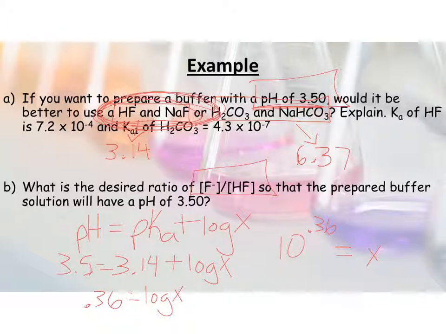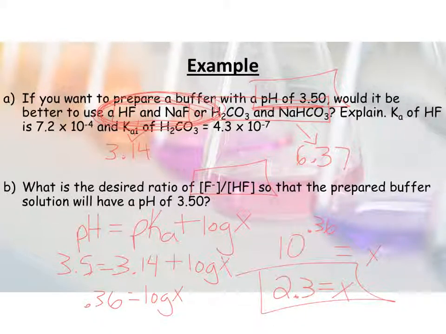All right, so to get rid of the log, you raise both sides 10 to that. So 10 to the 0.36 gives me a 2.3 ratio. So I need the ratio between the two to be 2.3.